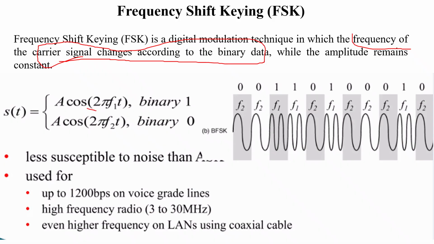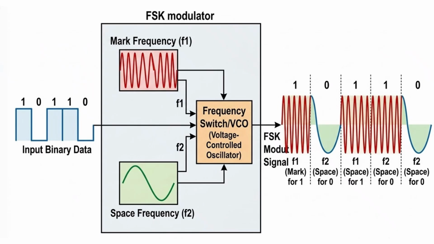So here see, f1 is here and f2 is here. So this is your f2 and f1. These are the differences. So you know that if you are sending 1, then you are using f1, and if you are sending 0, you are using f2. So this is the major difference. How will you generate FSK? You can use the VCO, that is voltage controlled oscillator, and using this you can generate FSK type signals.